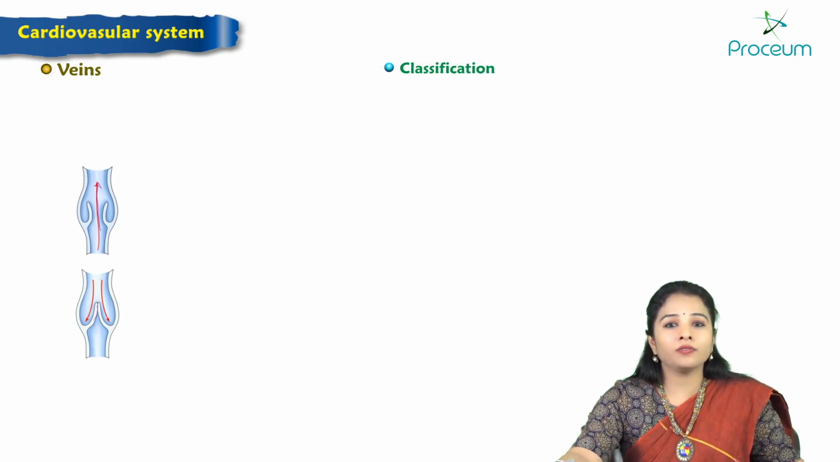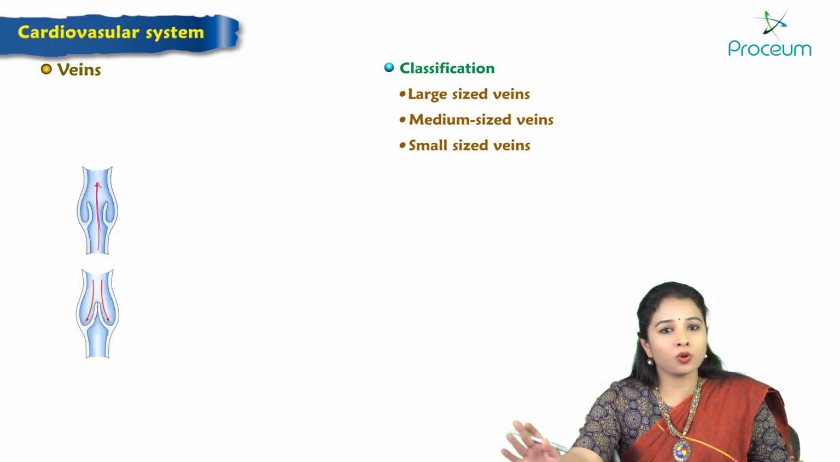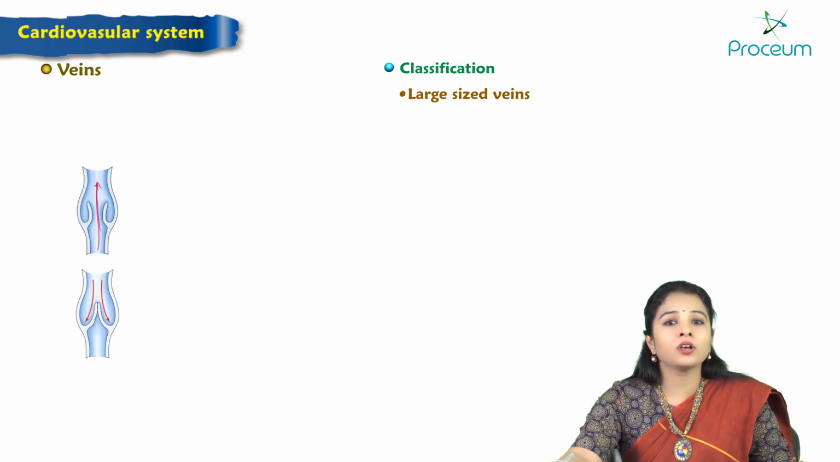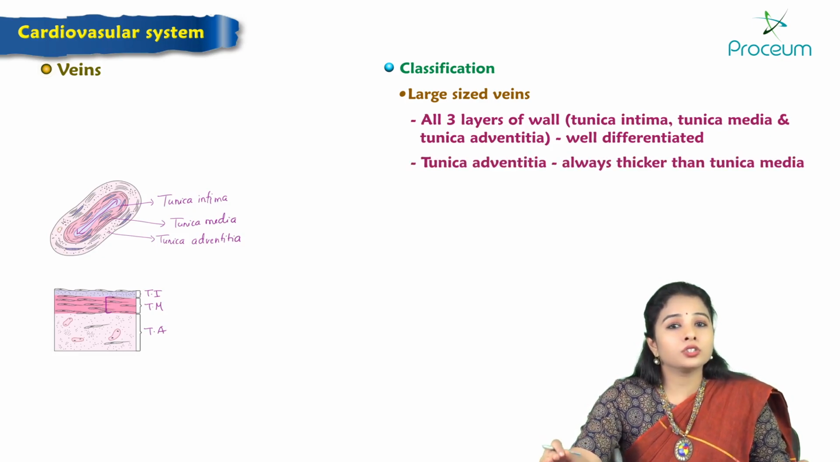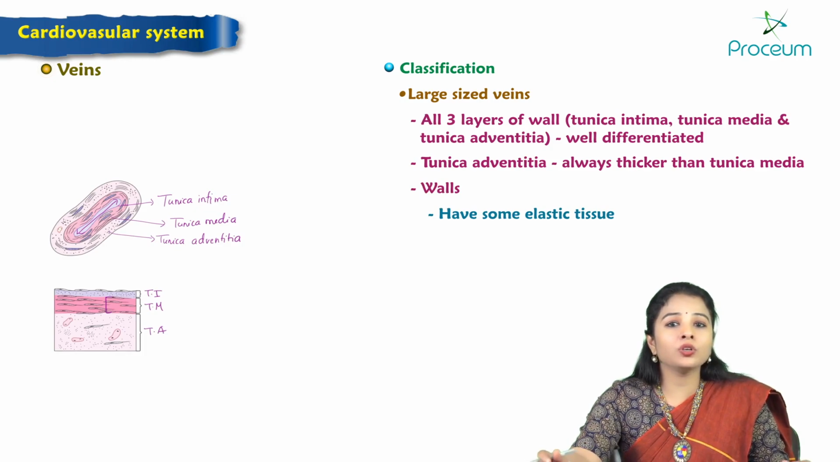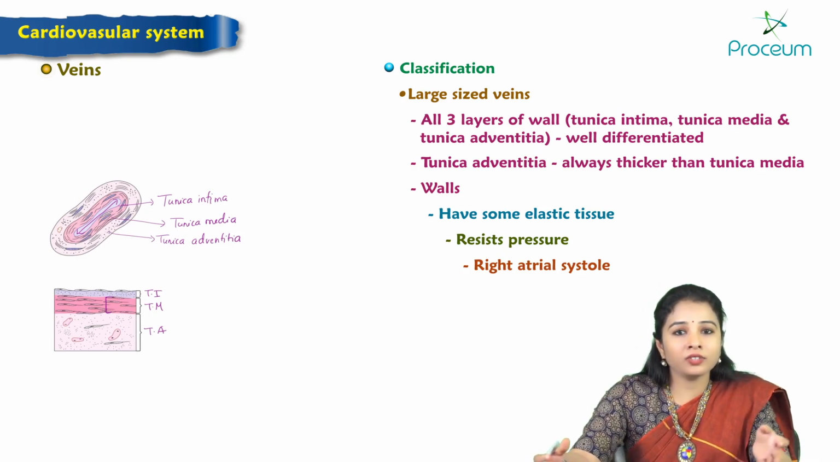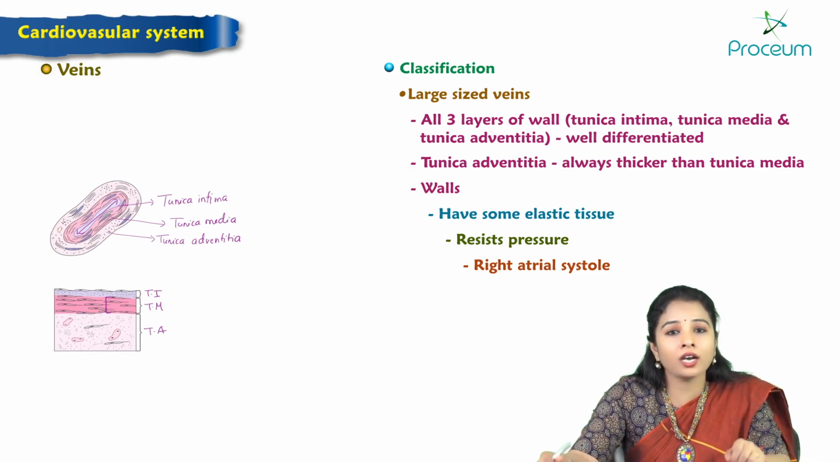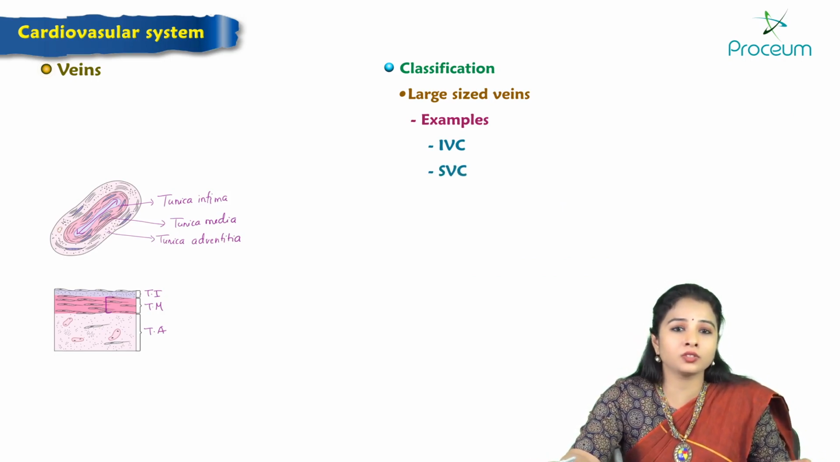The veins are classified into three types: large, medium and small. Large sized veins, medium sized and small sized. First, about the large veins, we see all three layers in the large veins: tunica intima, tunica media, tunica adventitia are well differentiated. So the tunica adventitia is always thicker than tunica media. The walls of the large veins have some elastic tissue that resists the pressure of the right atrial systole. So large veins drain the blood into the heart, so they are near the heart. Inferior vena cava and superior vena cava are the examples of large sized veins.